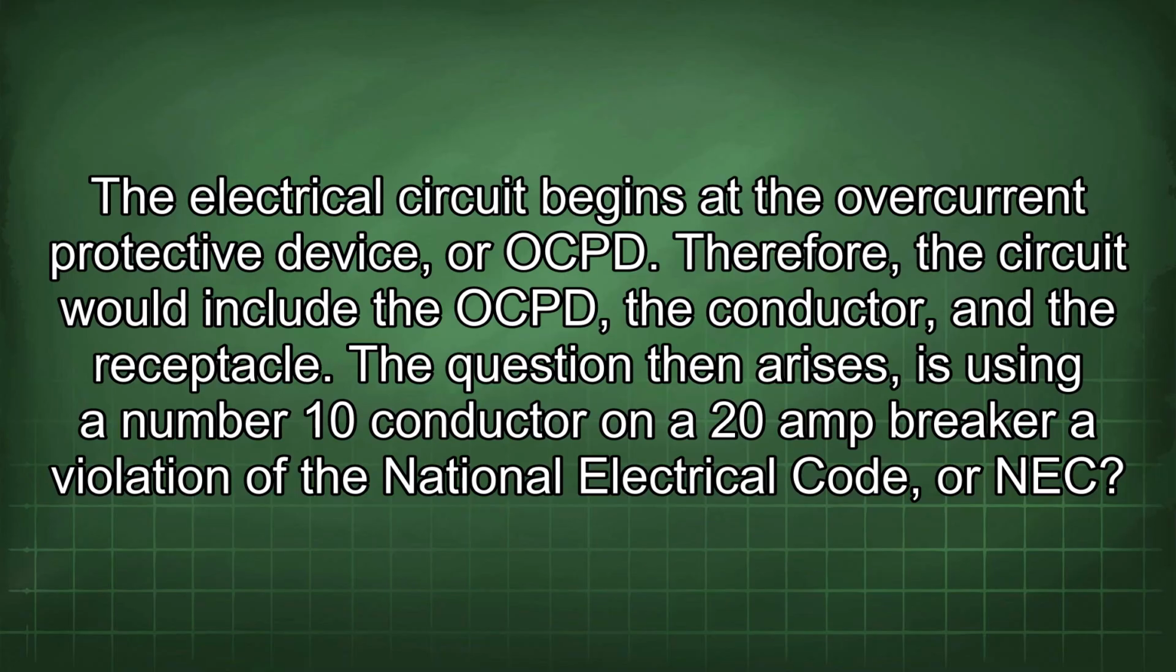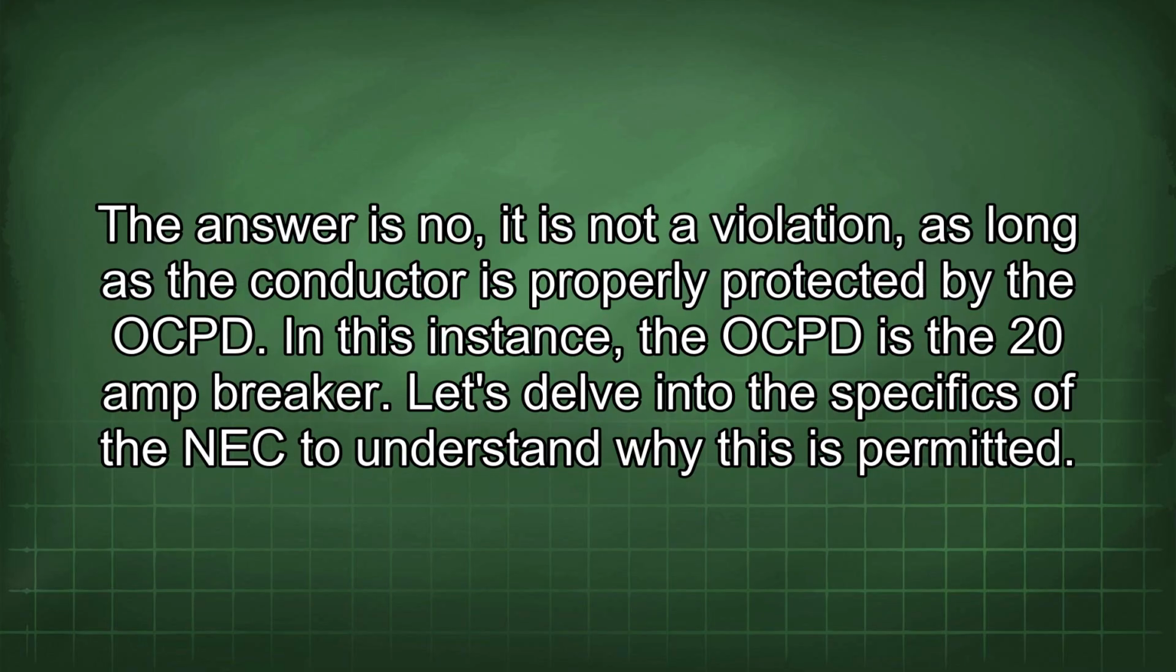The electrical circuit begins at the overcurrent protective device, or OCPD. Therefore, the circuit would include the OCPD, the conductor, and the receptacle. The question then arises: is using a number 10 conductor on a 20-amp breaker a violation of the National Electrical Code, or NEC? The answer is no.